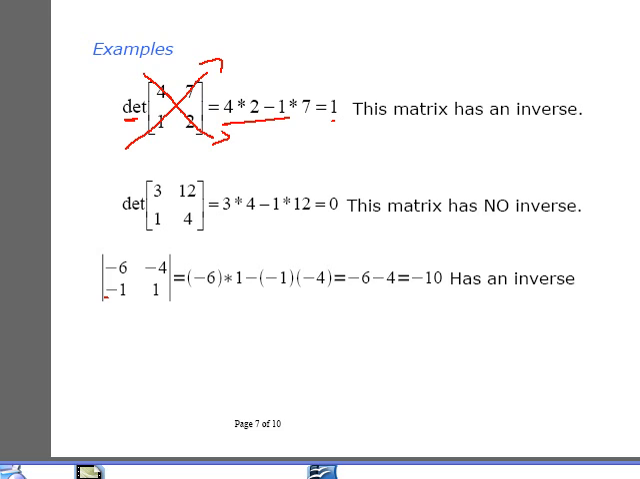Now look at the second matrix here. 3, 12, 1, 4. 3 times 4 is 12, minus 1 times 12, which is also 12. This is 0. This matrix has no inverse.